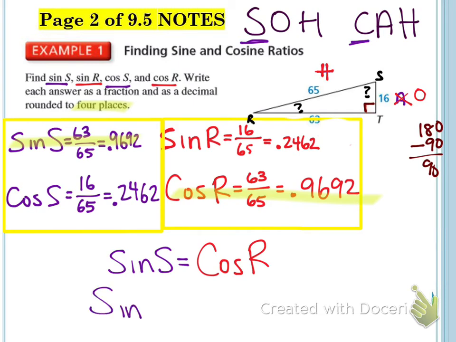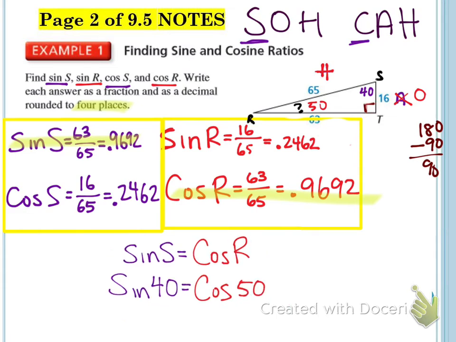Sine of 40 will be equal to cosine of... if angle S was 40, what would angle R have to be? 50. These two will be equal to each other, and I will show you. This half of the room, go ahead and type in sine of 40. This half of the room, type in cosine of 50. And we will see what we get.